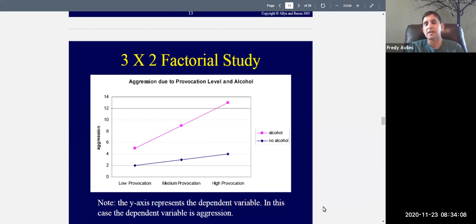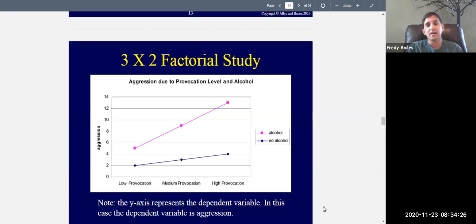Now let's ask ourselves, is there an interaction? To find an interaction, we have to compare the slope of those two lines. Do they have the same slope or do they have a different slope? Is the angle of one line different than the other?